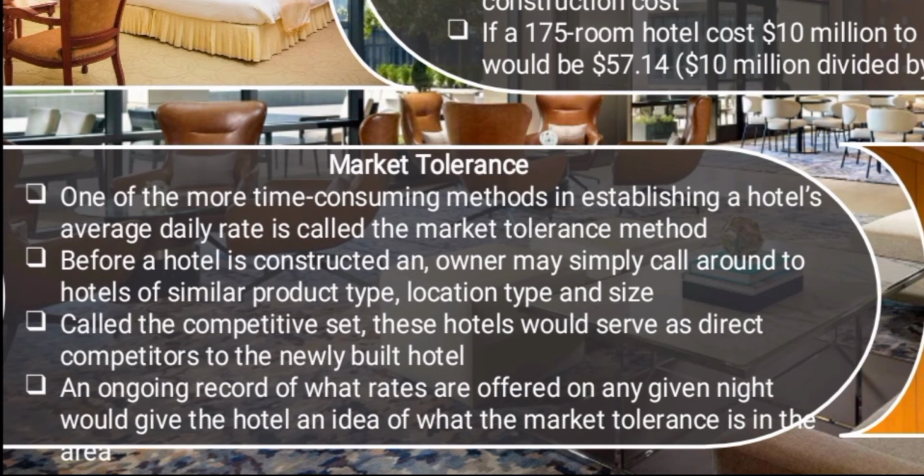Next is the market tolerance. One of the more time-consuming methods of establishing a hotel's average daily rate is called the market tolerance method. This method is established by estimating the competitive set. This competitive set should typically be a group of at least 4 to 5 hotels that qualify as direct competitors to your own assets.